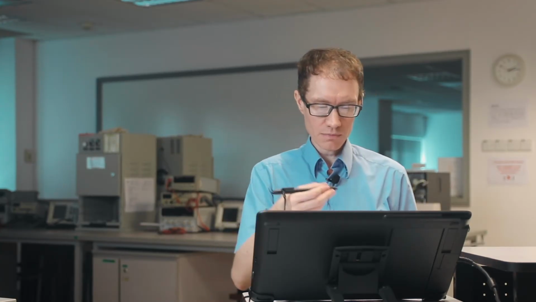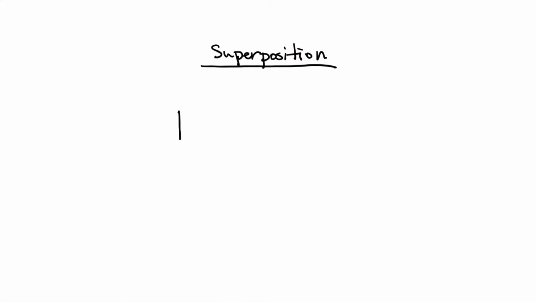And here's what superposition says. If you have a complicated situation with many different sources, you can isolate the influence of one source on the output. Let me show you an example circuit. We'll just work through the example and you'll see what superposition can do.